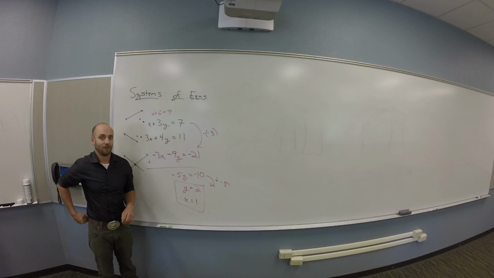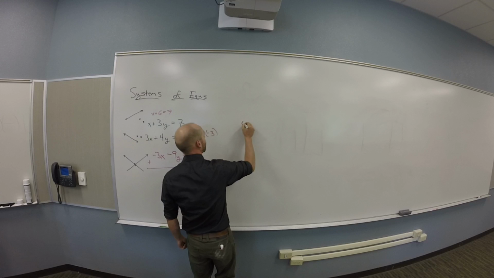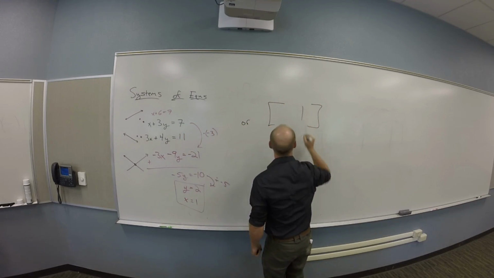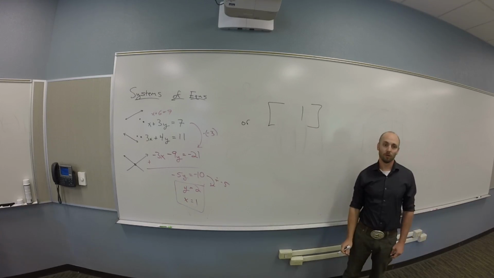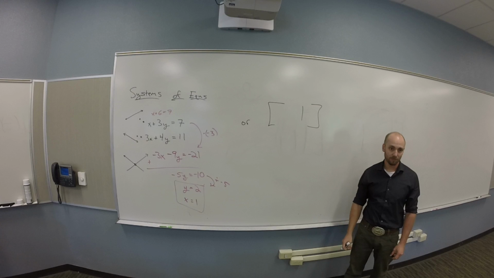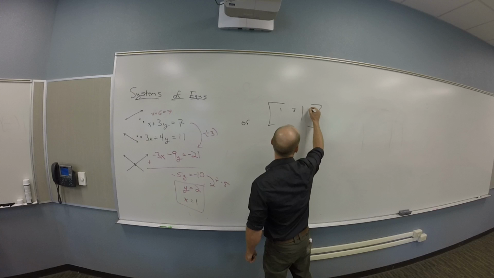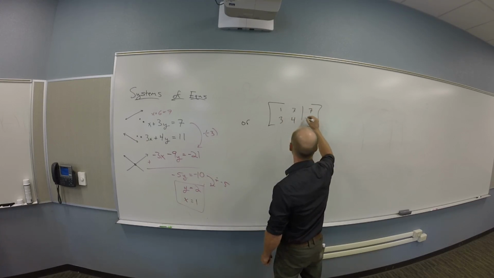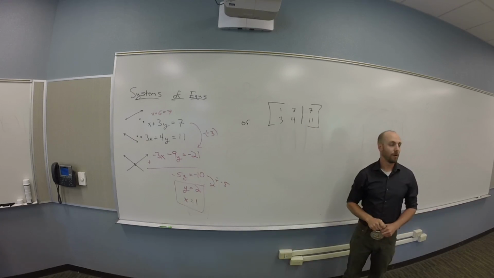Okay. The other way to do this, so pink method, or convert to an augmented system, augmented matrix rather. So what's your augmented matrix for that system? 1, 3, bar 7, and 3, 4, 11. Okay? So now I'm going to do pretty much the exact same steps.